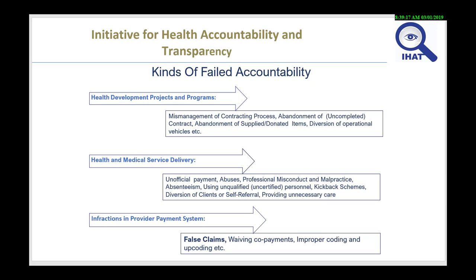There are also reported cases of using unqualified, that is uncertified personnel. There are kickback schemes, diversion of clients or self-referral, and even providing unnecessary care in some instances, just for financial gain. The third category has to do with provider payment system. There are multiple infractions on provider payment systems, and they include false claims, waiving co-payments, improper coding, and upcoding.